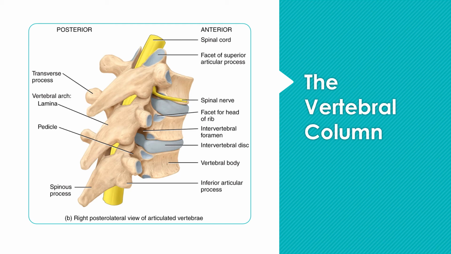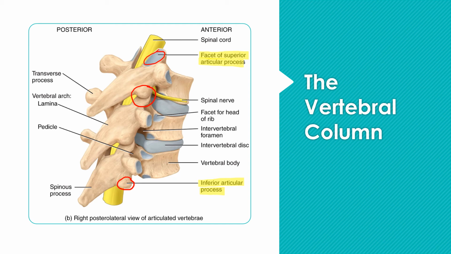Facets of articular processes attach the vertebrae to one another. So we can see facets here. This is going to be a facet of the superior articular process, and it attaches to the inferior articular process, a facet that is just facing inward, so it's just on the other side of this process here, and they attach together. So you can actually see this articulation here between a superior facing facet and an inferior facing facet.